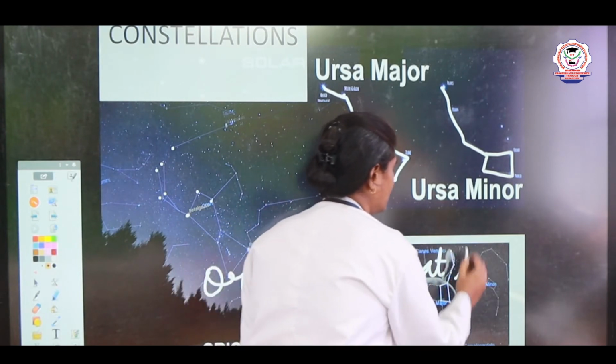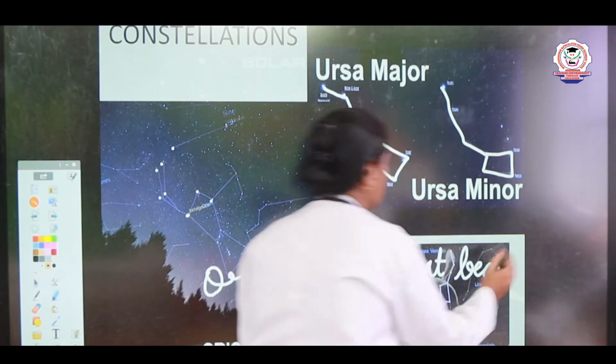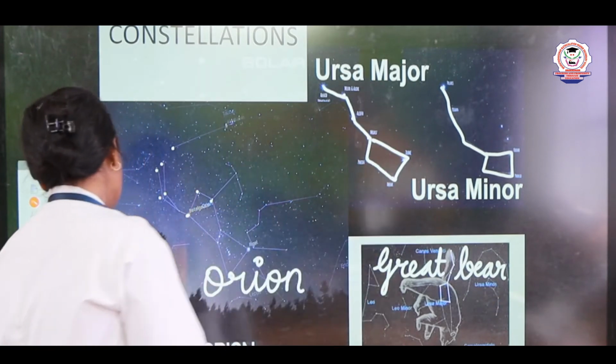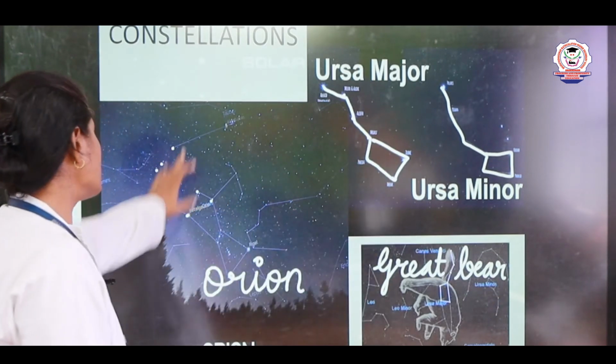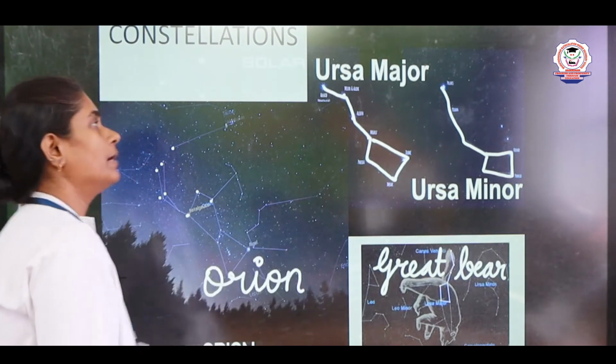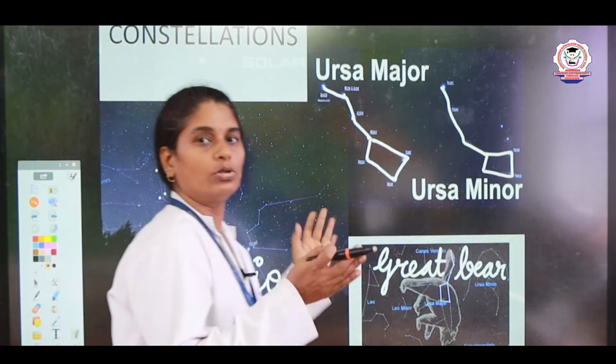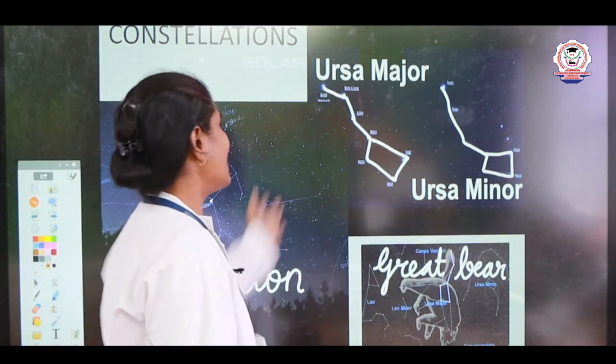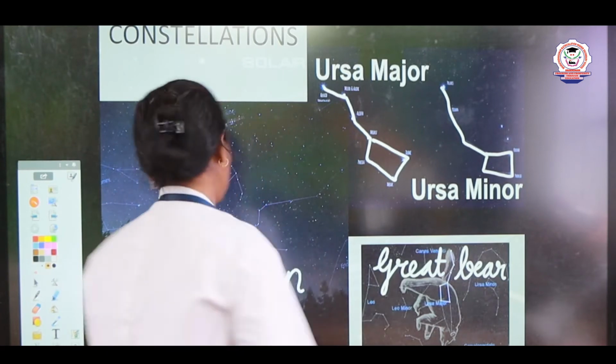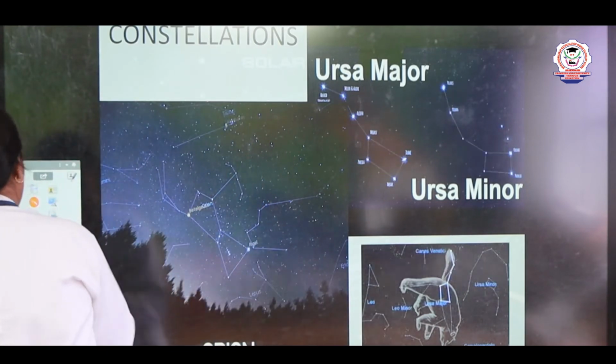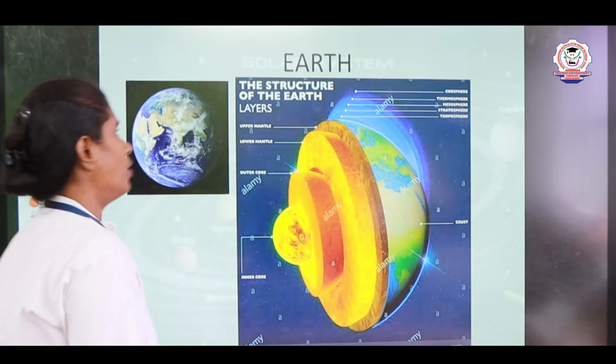So these are all the constellations. So what is a constellation? Constellations are groups of stars that form a shape or pattern in the sky. So these are the examples of constellations. Now the next one we are going to see is about Earth.